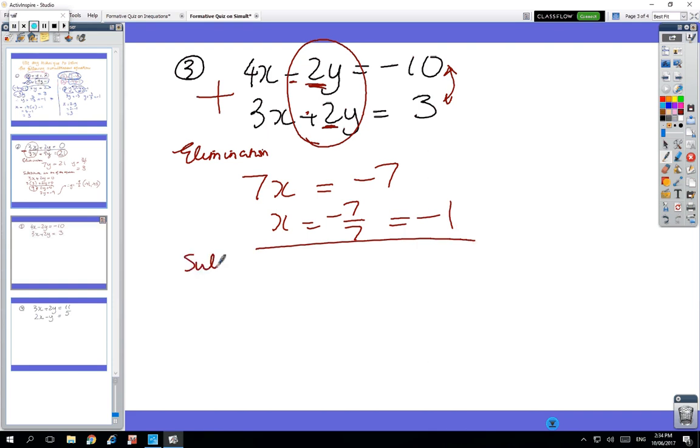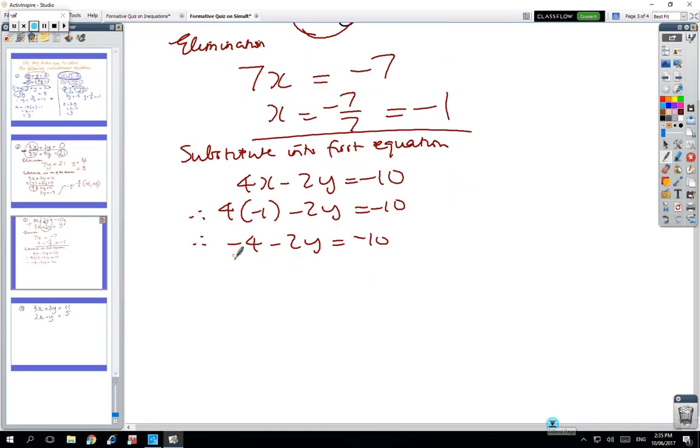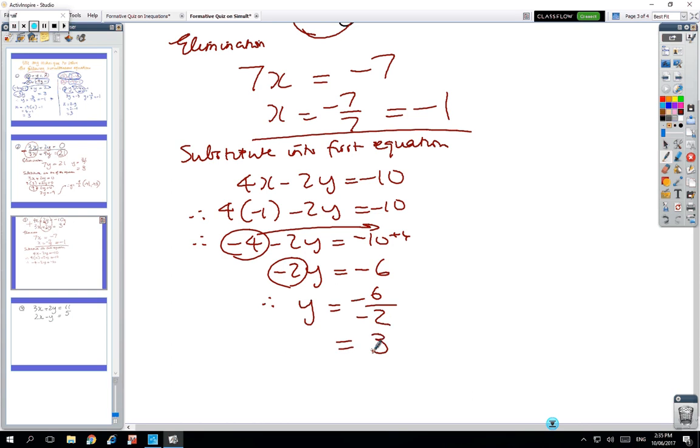And then we substitute into an equation, into, say, the first equation. So the equation is 4x minus 2y equals minus 10. It doesn't matter which one you use. So 4 times minus 1 minus 2y equals minus 10. Minus 4 minus 2y equals minus 10. And take the minus 4 across the other side by adding, so minus 2y equals minus 6 when you add 4 to both sides. So y equals minus 6 divided by minus 2. So you get your second answer.